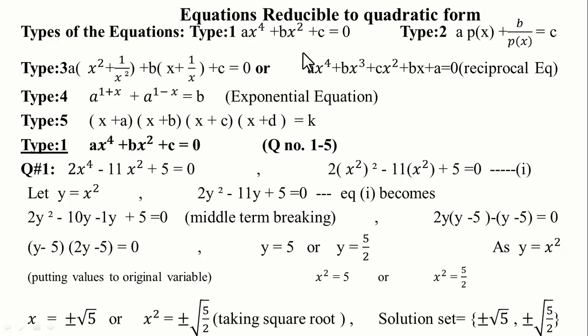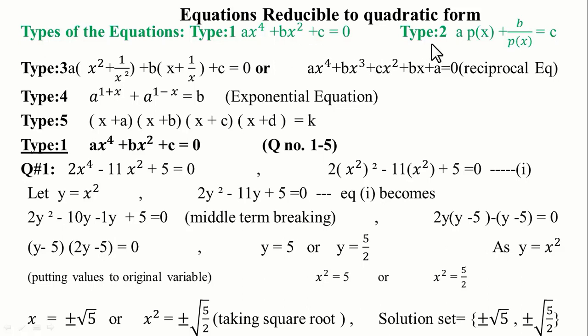So, we will discuss type 1. In type 1, ax to the power 4 plus bx square plus c is equal to 0. Here the variable has the highest power, x to the power 4. So first we reduce the power to x square, then we can solve.